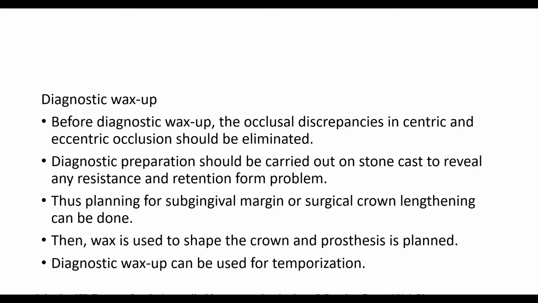If there is any problem, that particular tooth can be taken ahead with the crown lengthening procedure, depending upon the amount of supporting bone present. Thus, the planning of the gingival margin or surgical crown lengthening can be done. Then the wax is used to shape the crown and the prosthesis can be planned, and the diagnostic mock-up can be used for the temporization.